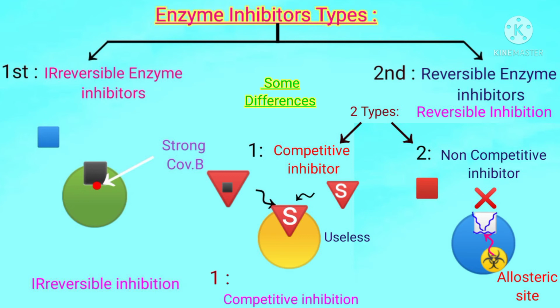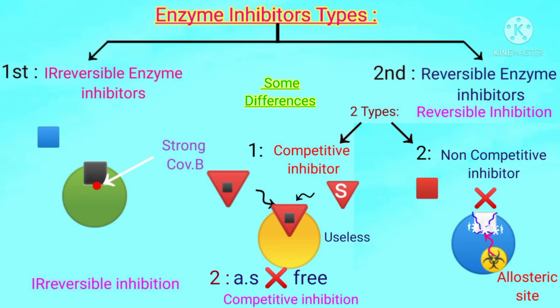The first and main difference between the competitive and non-competitive inhibitor is that the competitive inhibitor attaches at the active site, whereas the non-competitive inhibitor attaches at the allosteric site. The second difference is that in the case of competitive inhibition, the active site is not free. The inhibitor is attached.